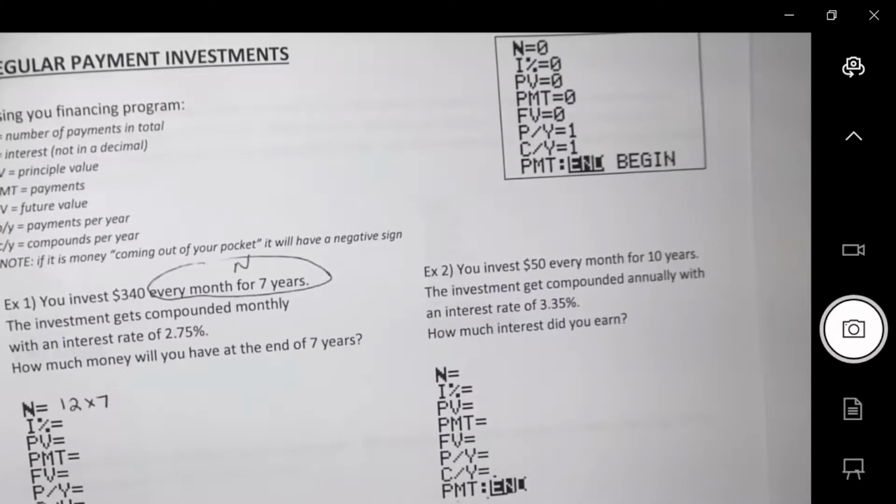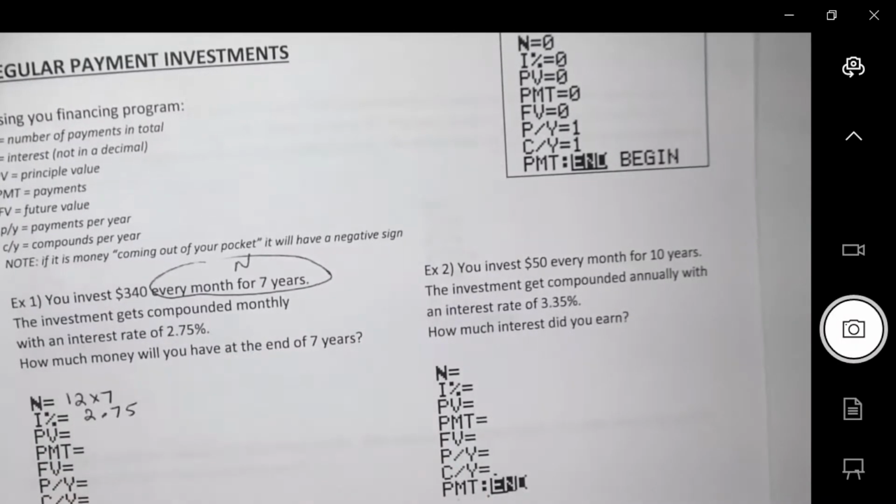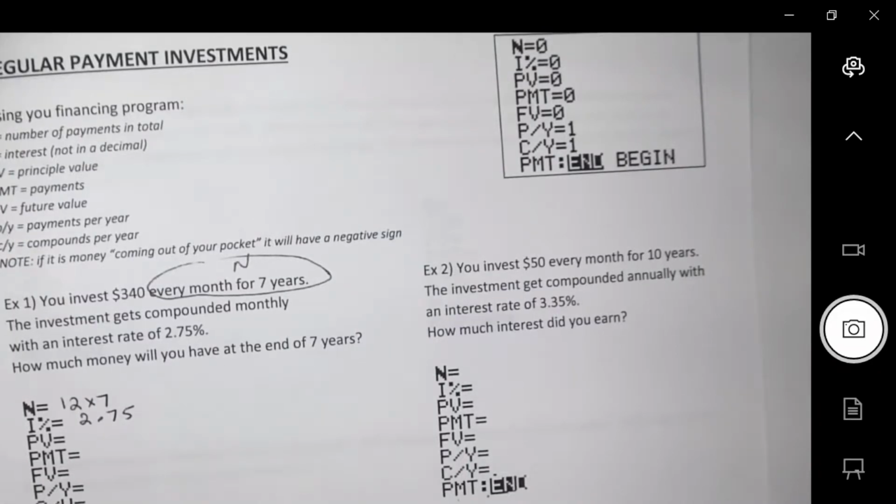I is the interest rate, and remember when it's an I, we just leave it. We don't change it to decimal. An R is when we change that to a decimal. So an I is we just leave 2.75.